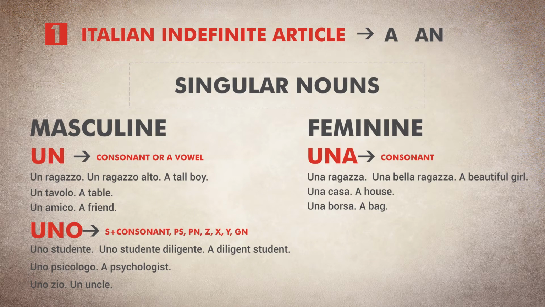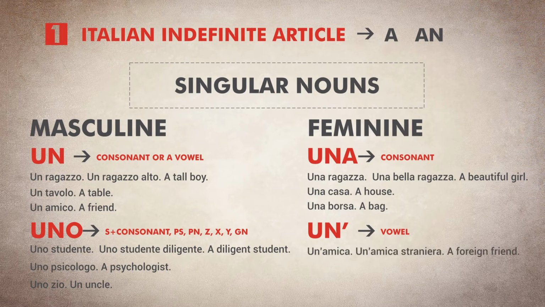Or, rule number 2, un with apostrophe when the noun begins with a vowel. For example, un'amica, a friend. Un'amica straniera, a foreign friend. Or un'insalata, a salad. Or un'ora, an hour. Remember once again that articolo indeterminativo is used only with singular nouns.